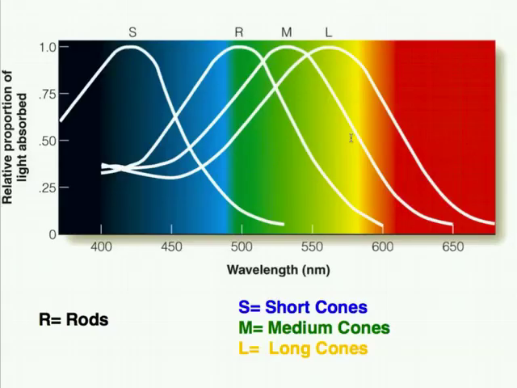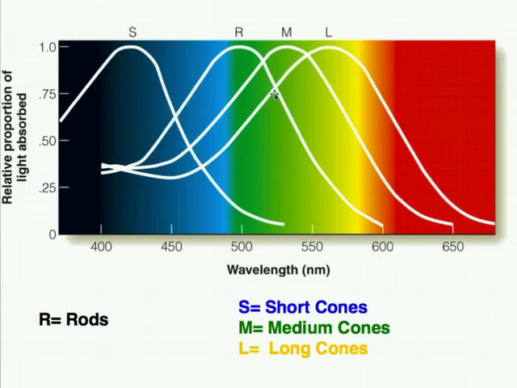So with regard to response to color, the rods and the cones each respond differentially to different wavelengths of light. But the difference is that there are three kinds of cones, whereas there's only one kind of rod with regards to how it responds to light. So the cones come in short, medium, and long flavors, and the short cones respond more to blues, the medium cones respond more to greens, and the long cones respond more to yellows and reds.